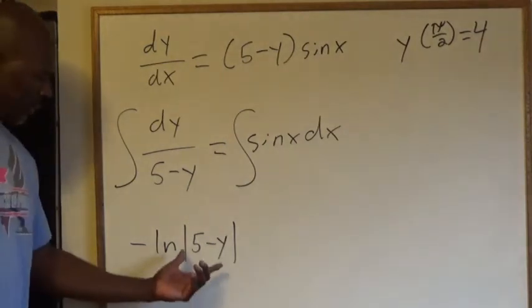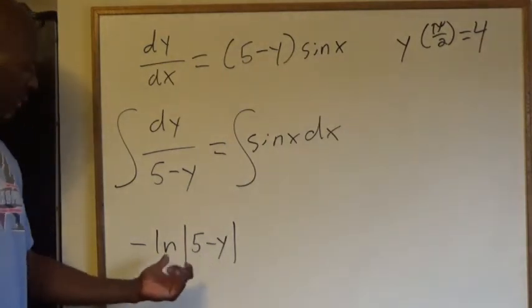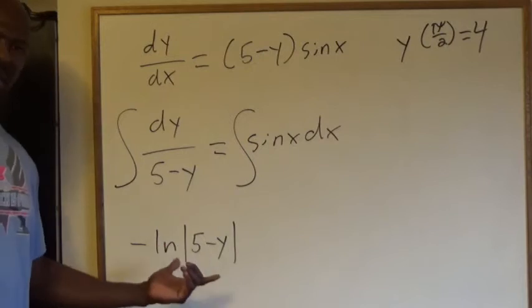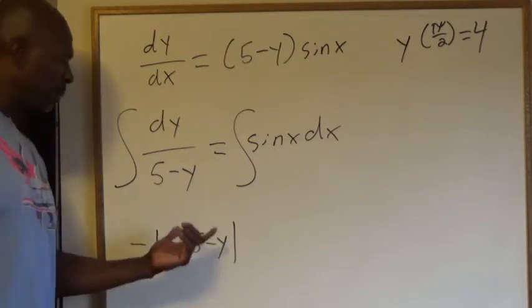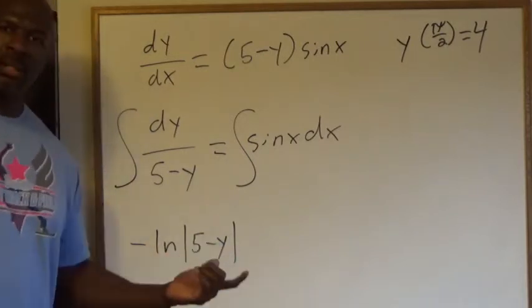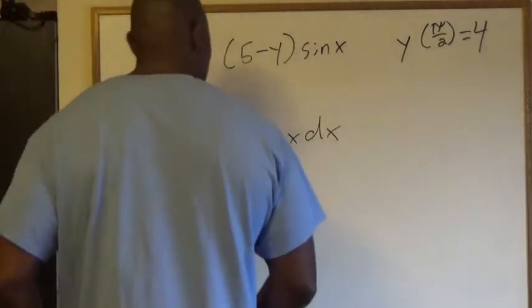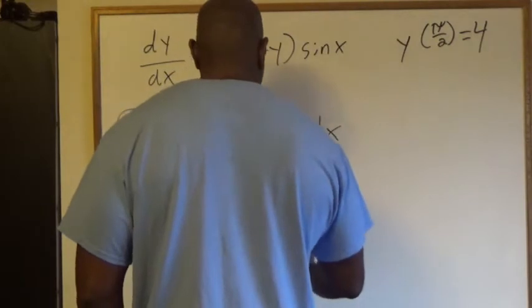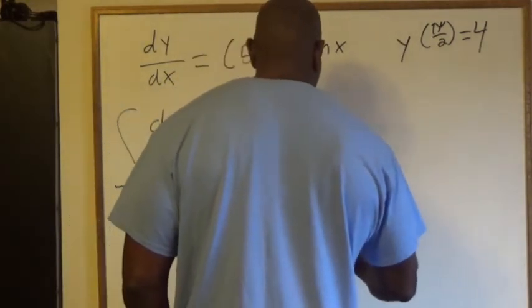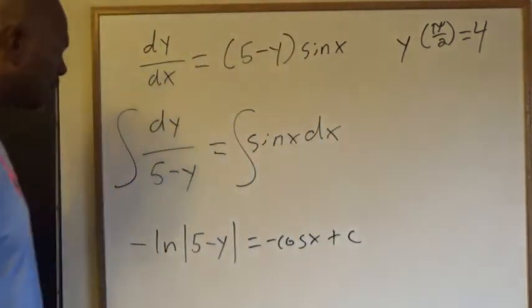And technically that guy should be in absolute values because I can't take the log of a negative number. But if you happen to put it in parentheses, you're not going to miss any points. Alright, so that guy is that. The integral of sine is negative cosine. So this is negative cosine x plus some constant.